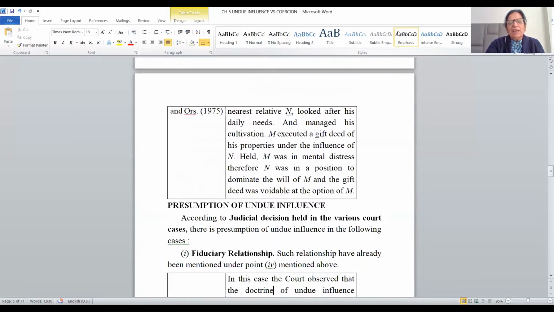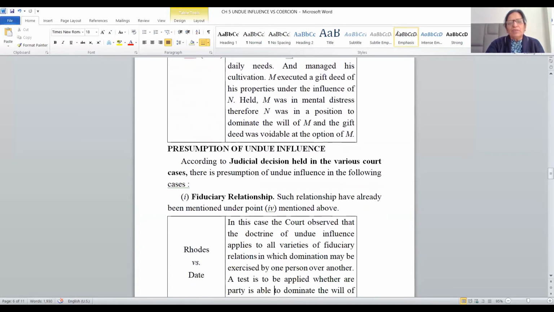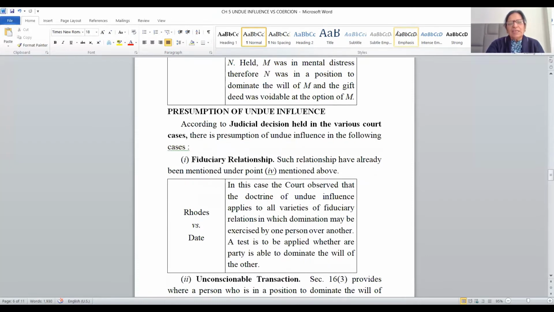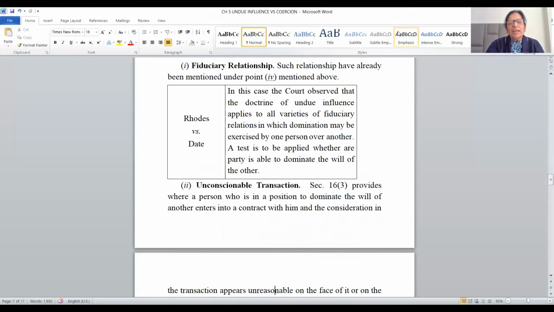Now, friends, I'll take up the heading Presumption of Undue Influence. According to judicial decisions held in the various courts, there is presumption of undue influence in the following cases. The very first is fiduciary relationship. Wherever there is a relationship of mutual trust and confidence, then we presume that the parties' consent must have been obtained by undue influence. So relationships are doctor and patient, guru and chela, and police officer and accused person.